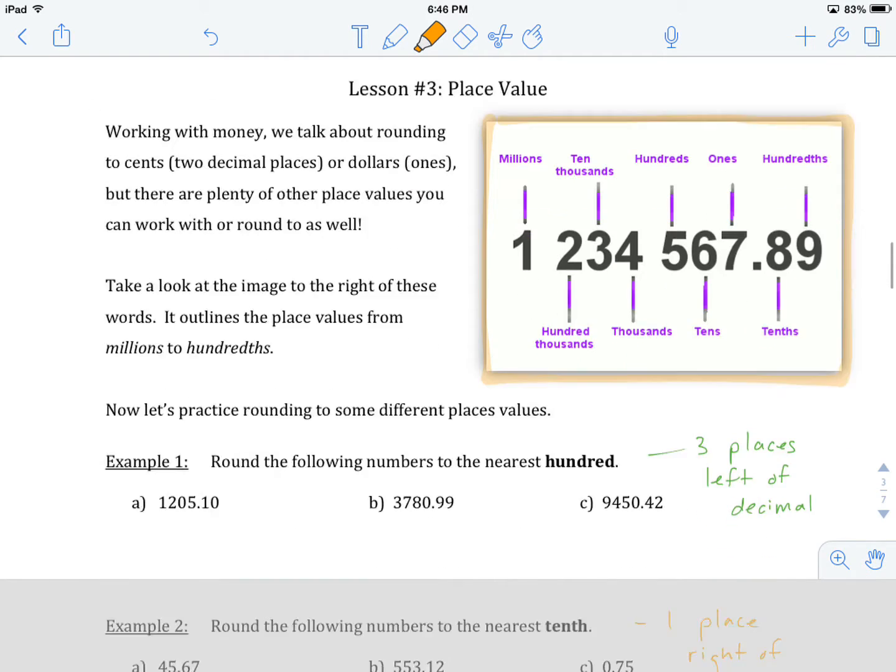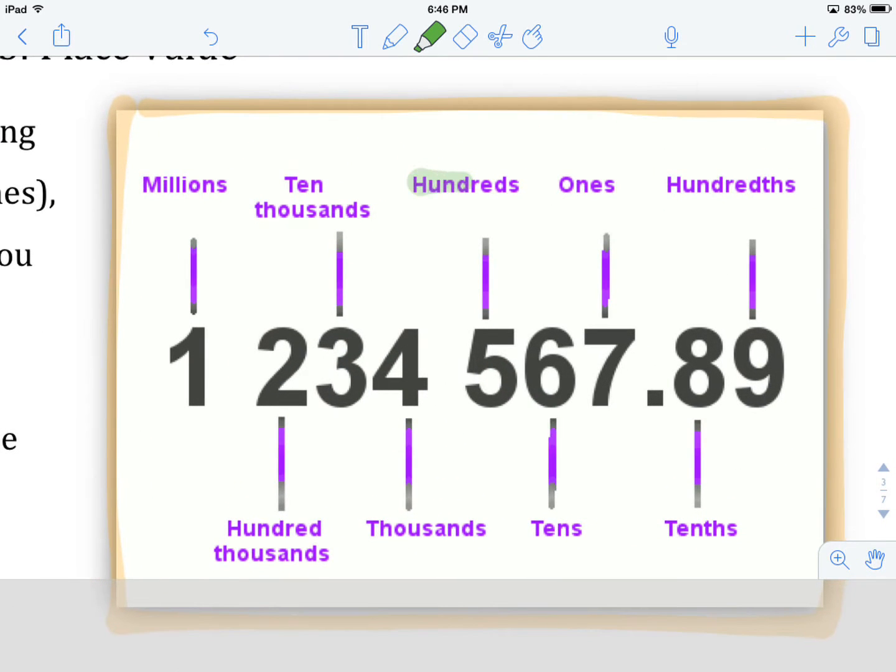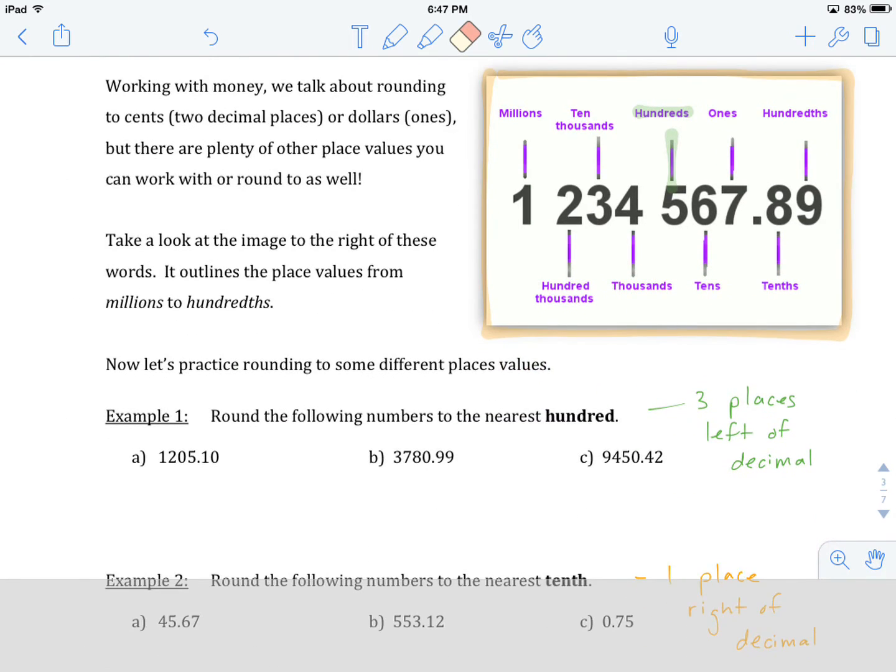So let's start with example number 1. Example number 1 says, round the following numbers to the nearest hundred. So if we go over to our graphic, let's find hundreds. There's hundreds right there. So hundreds, if you'll count over, that's 1, 2, 3 spots to the left of the decimal. That's where we find hundreds. So using that, let's do some rounding.